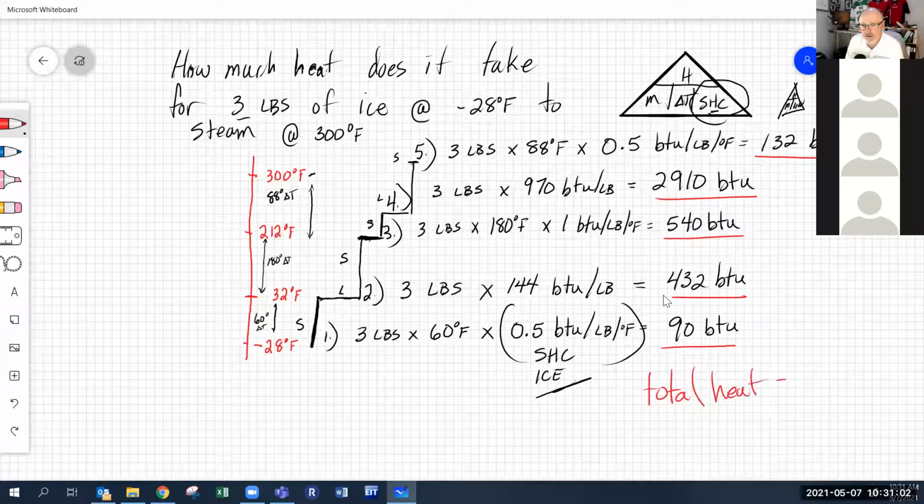Sorry, the 970 in the part 4, what is that? That's latent heat. That's of the water and steam. Latent heat of vaporization, condensation. It's changing water to steam.